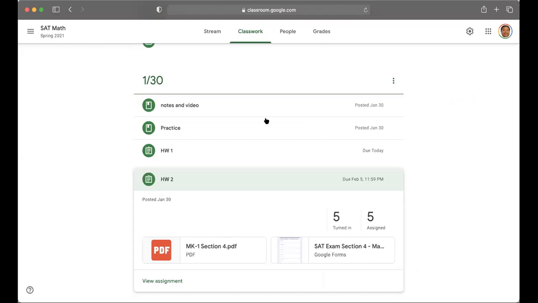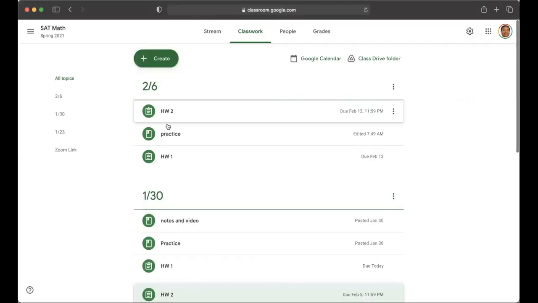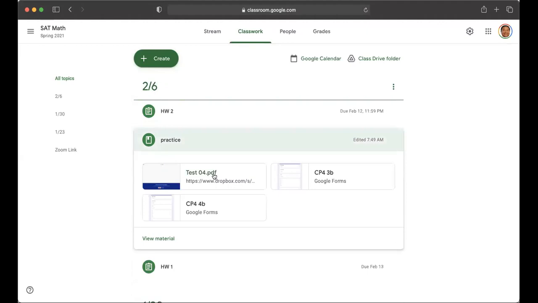If you go here, this is today's note, today's Google Classroom, and then practice section, test number 4, section 3B. That's what we're going to begin first, okay? Section 3B.